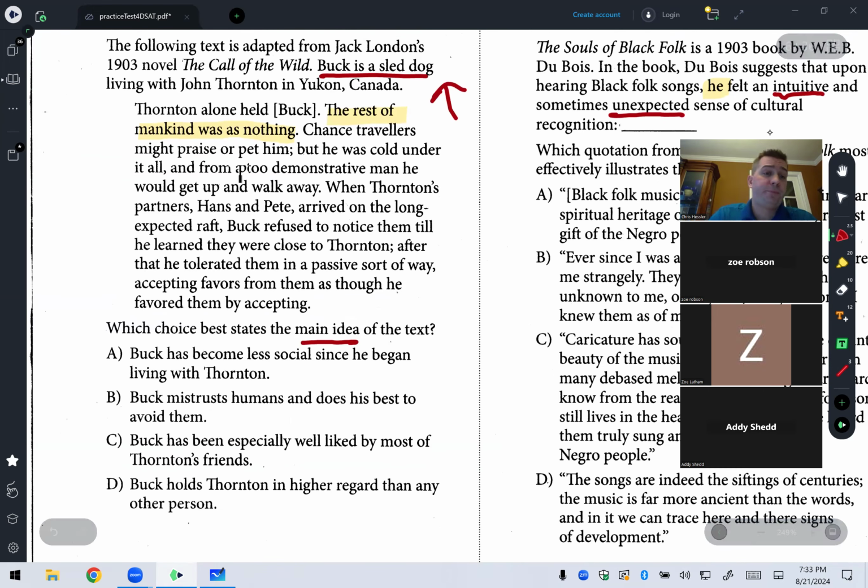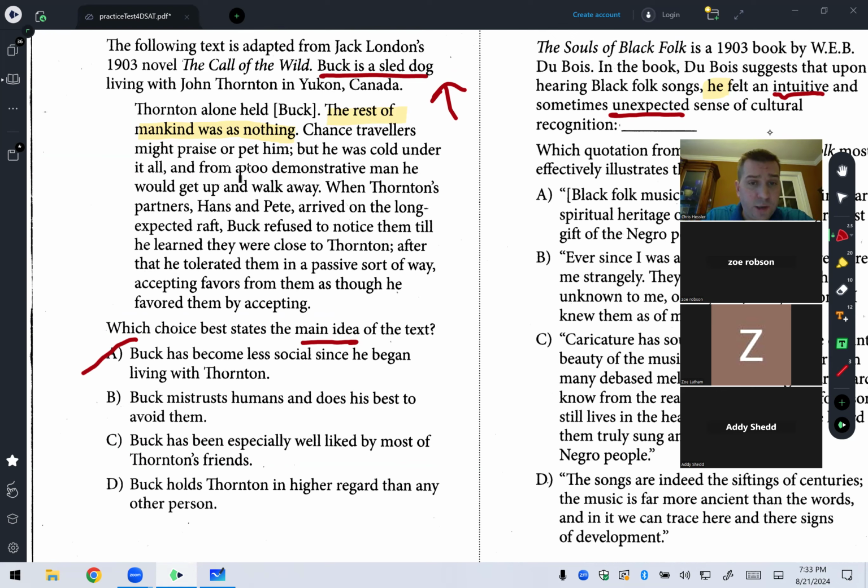All right, Buck has become less social since he began living with Thornton. We don't know that. The passage never makes that claim. I'm going to cross it off. We understand a little bit about how this dog interacts with others, but we never learn that he has become less social since he began living with Thornton. The passage just doesn't make that claim.